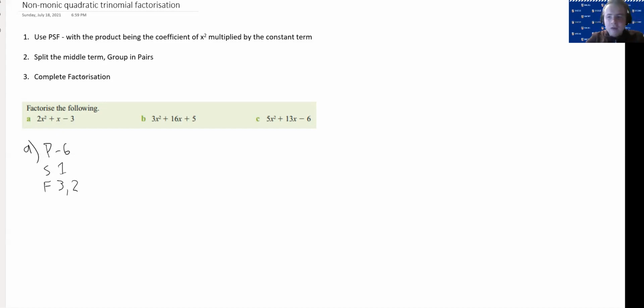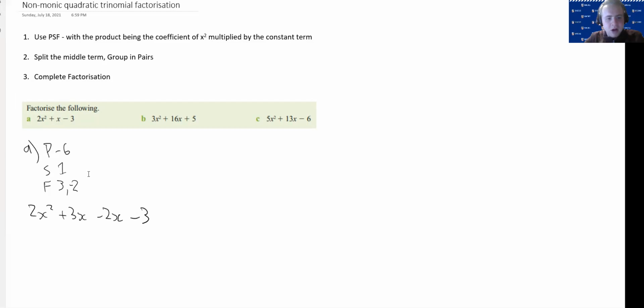Okay, now it's not like the previous method we did. We actually need to now split the middle term. So I have these factors 3 and minus 2, I should say. And what I'm going to do is I'm going to put the factor that has a common factor with the x squared term first. And then I'm going to put the factor that has a common factor with the constant term second. And I'm going to rewrite the question 2x squared plus 3x minus 2x minus 3.